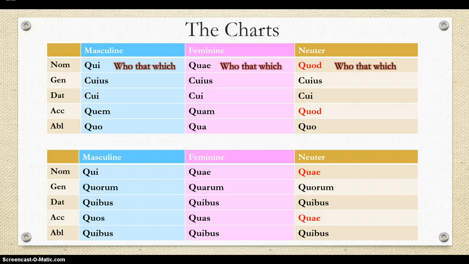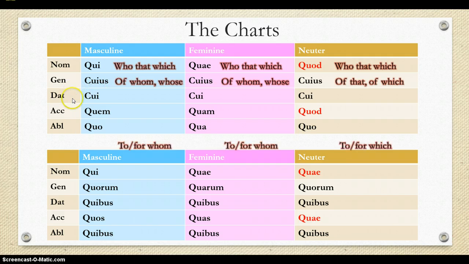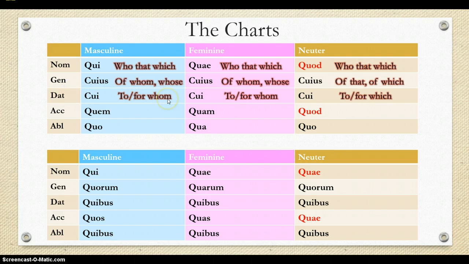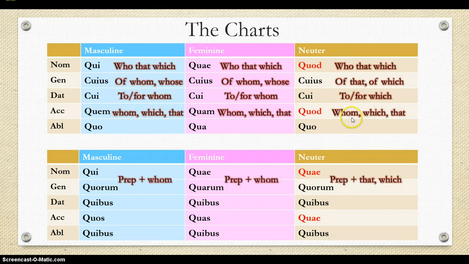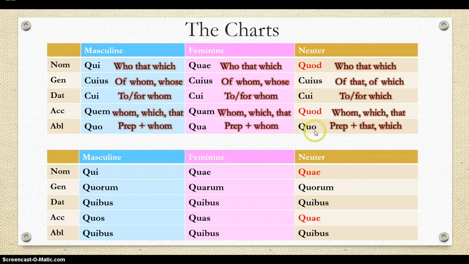Okay, now we're going to talk about how you translate these. So qui, quae, quod is who, that, which, all the way across. Cuius is genitive, so it's going to show possession. Of whom or whose. In a sentence, this would be like, the book whose pages are worn, or the man of whom I read. That's how you'd use it. Cui is dative, so you're going to have your gang signs, to or for, whom. So this is like, the man to whom I wrote the letter, or the master for whom the slaves worked, or something like that. Quem is whom, which, that. Quo is preposition plus whom, whom.